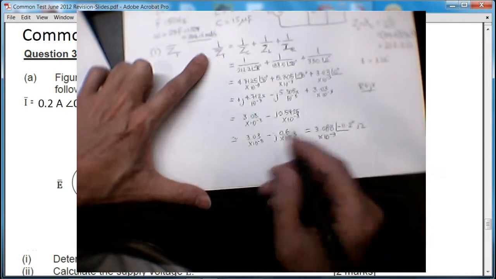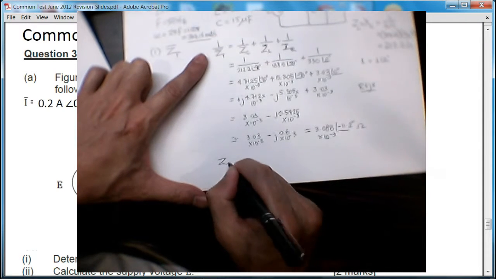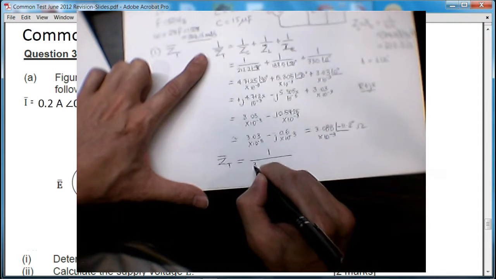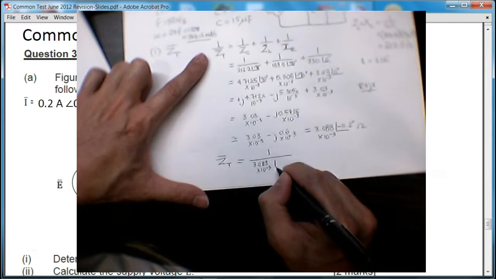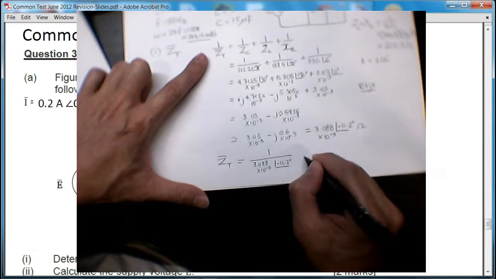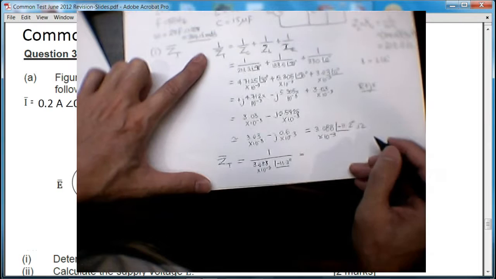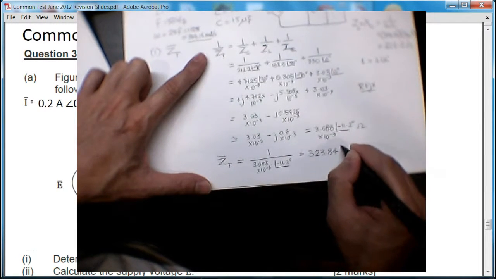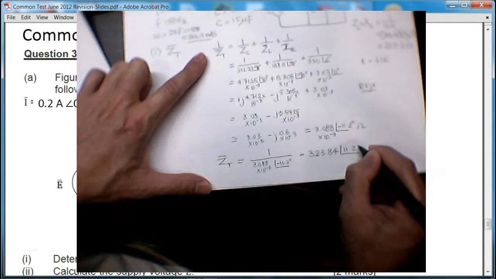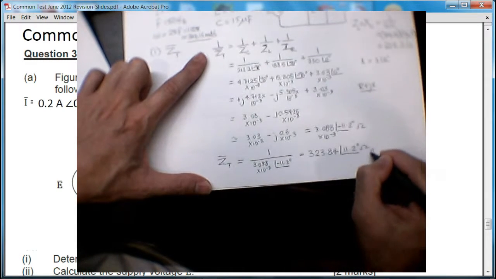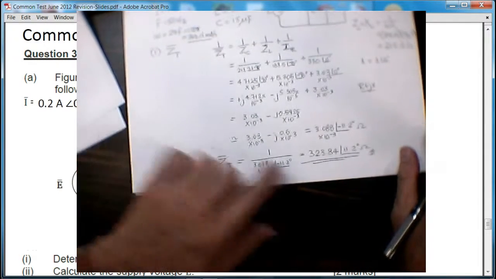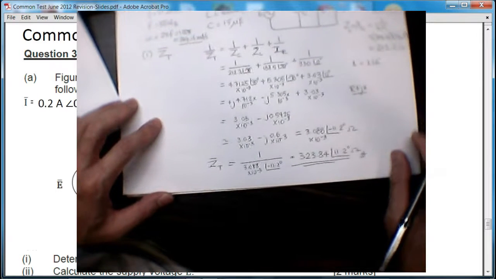Right, now this is 1 upon Z total. So in order to find Z total, I have to invert this again. So I get 1 upon 3.088 times 10 to the minus 3 with the angle of minus 11.2 degrees. That gives me the final answer of 323.83 ohms at an angle of 11.2 degrees. Right, here you are. This is the first part, total impedance of the circuit given here.